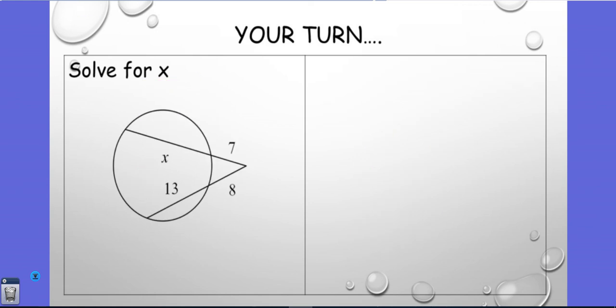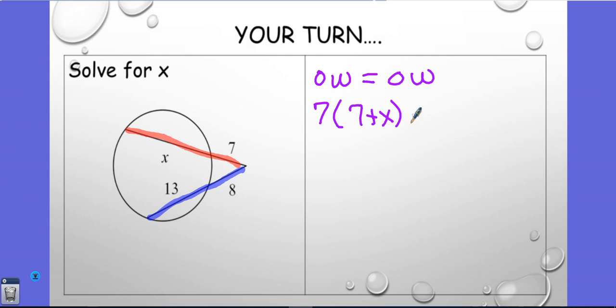All right, so here we're dealing with two secants. So I've got a secant right here, and I have a secant over here. So the rule for two secants is outside times the whole equals the outside times the whole. So let's roll. The outside of the circle is 7, and the whole thing for that red secant is 7 plus x equals, the outside of the blue secant is 8, and the whole is 13.8.